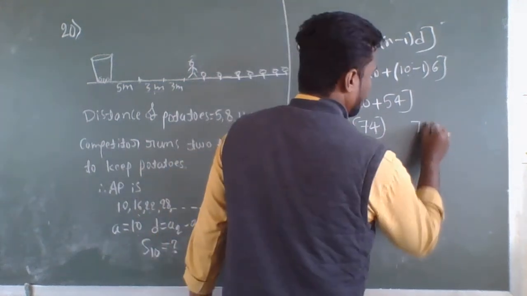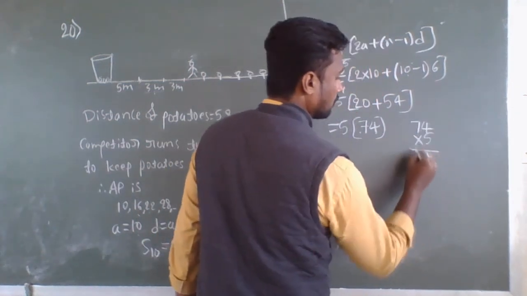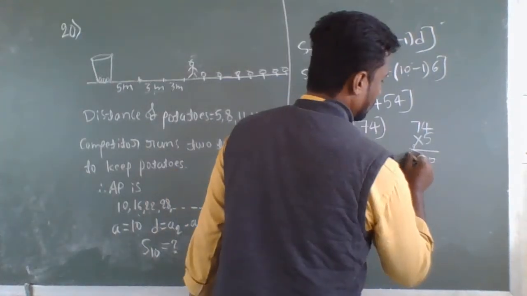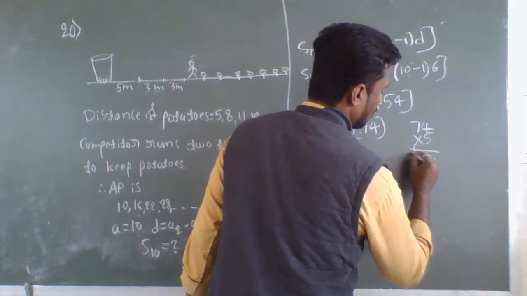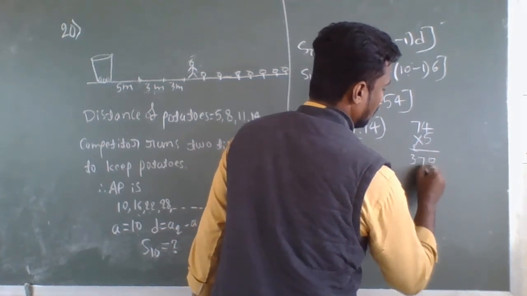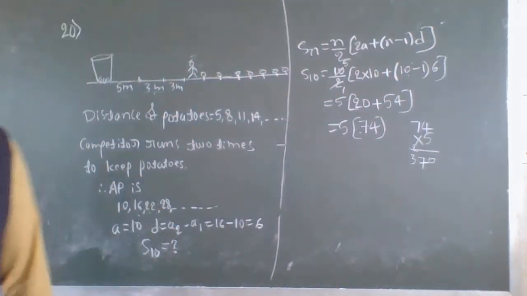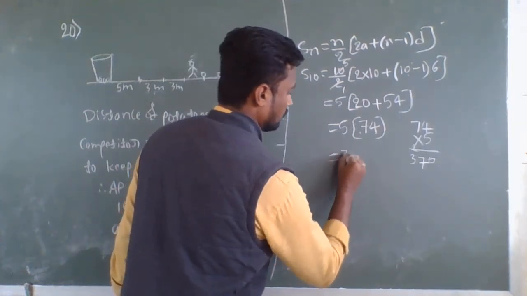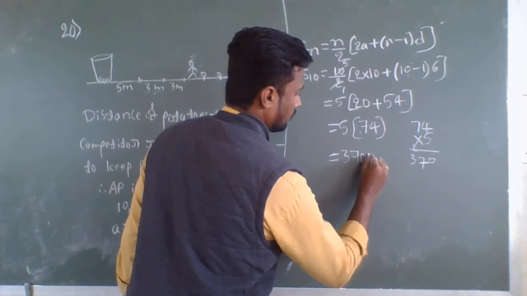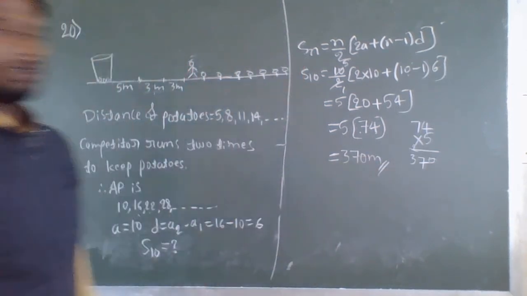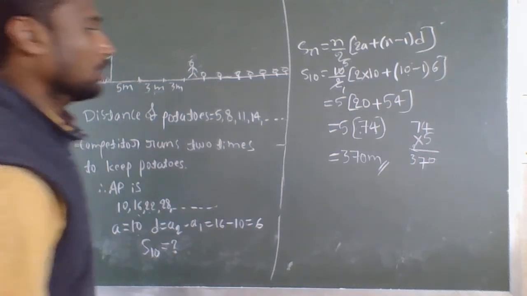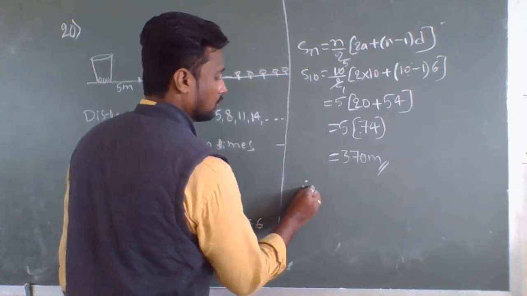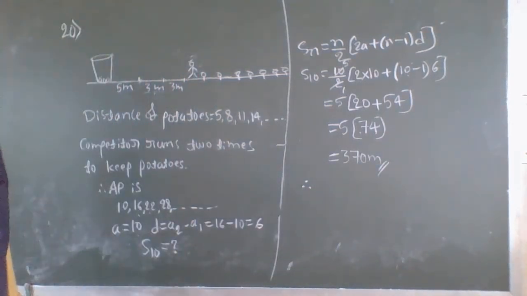Here I will calculate 74 into 5. 5 into 4 is 20. 5 into 7 is 35. 35 plus 2 is 37. So the final answer is 370 meters. Okay, the competitor has to run... Here you should write, therefore the competitor should run 370 meters.